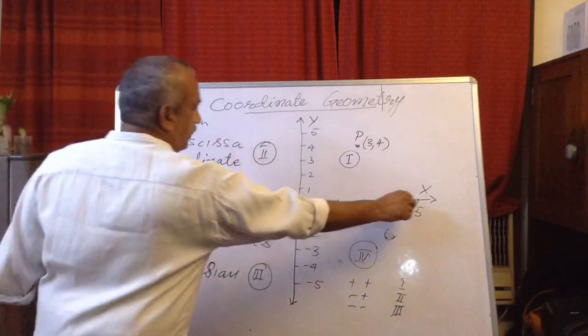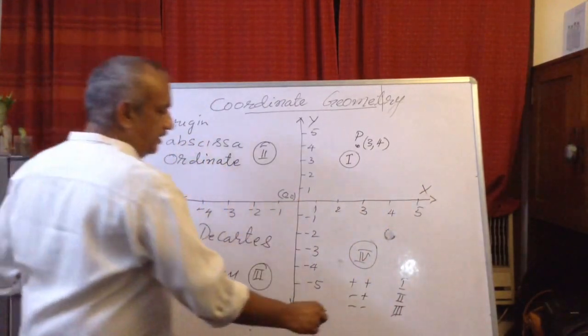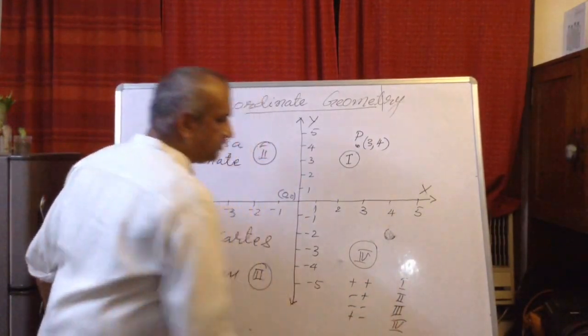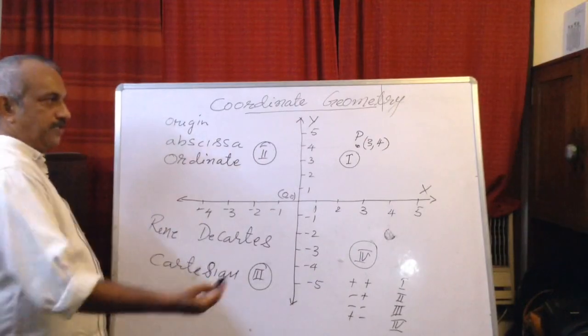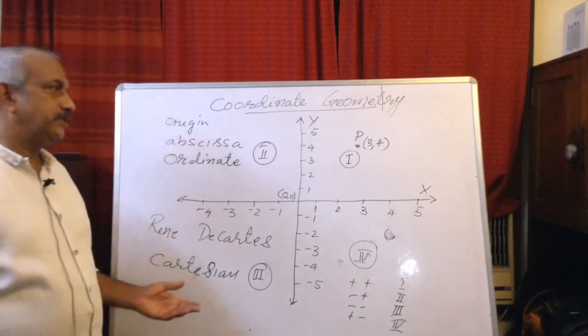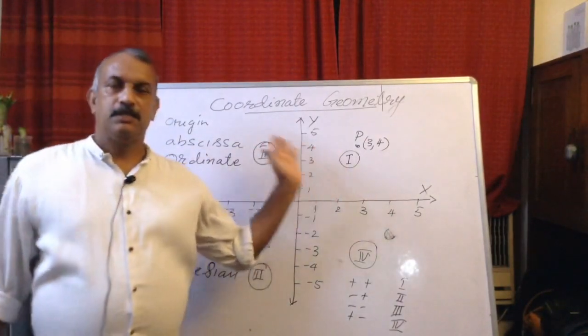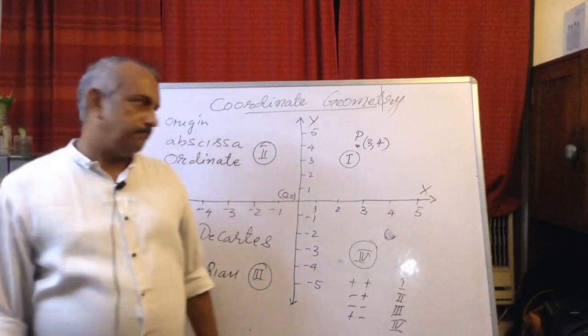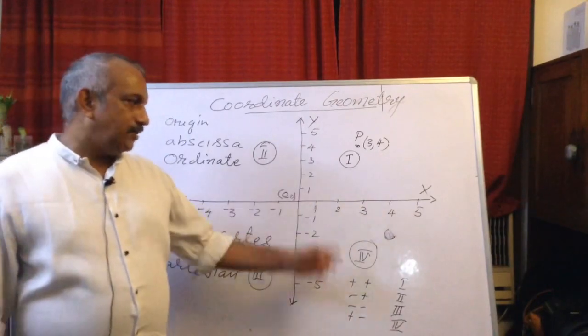What is this one? X is positive and y is negative. So plus minus, it is the fourth quadrant. This is the difference. That is why you cannot name any quadrant as 1, 2, 3, 4. This is 1, 2, 3, 4, four quadrants. You cannot name them that way, because you also have to see the sign.